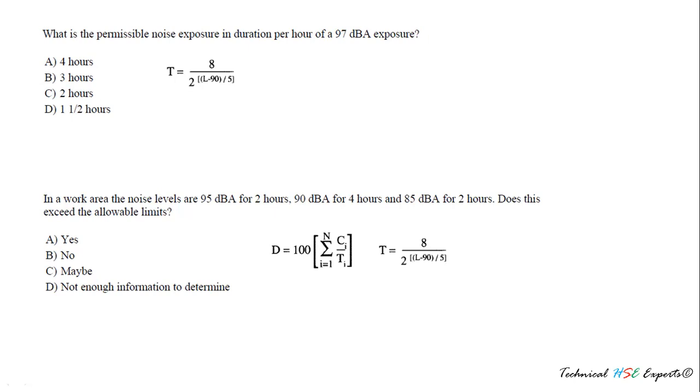So note down this condition. Whenever the dose goes more than 100%, it is not within the limit. It is exceeding the limit. It should be less than 100. That means the answer is A.